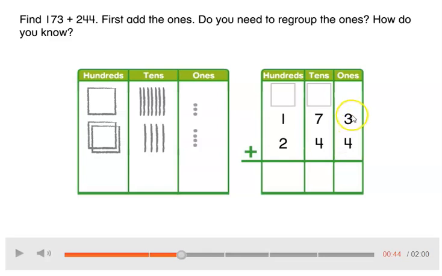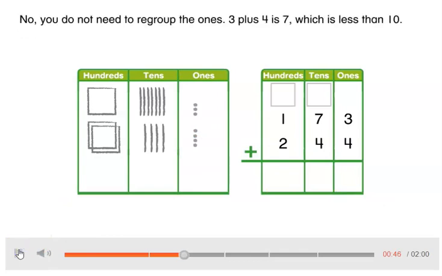So when I add 3 plus 4, I can look over here, 3 plus 4, 1, 2, 3, 4, 5, 6, 7. Is 7 more than 9? Nope, so we don't have to zoom anything up. No, you do not need to regroup the ones. 3 plus 4 is 7, which is less than 10.